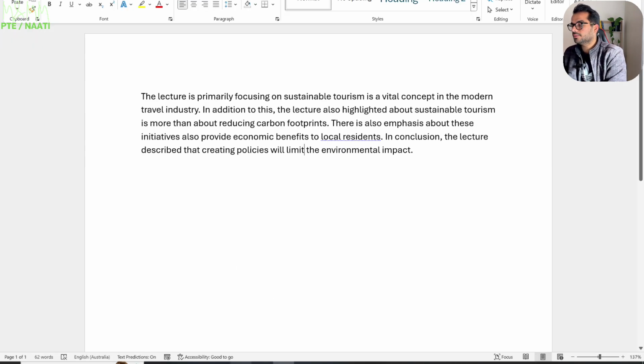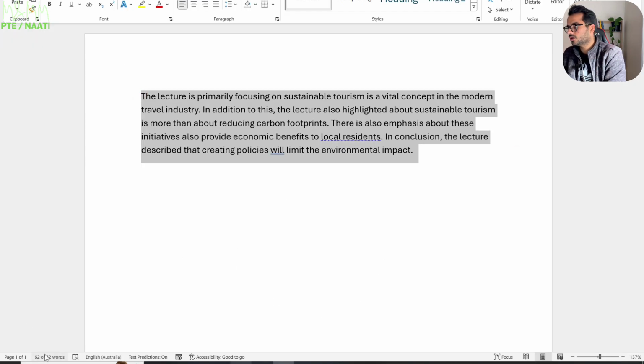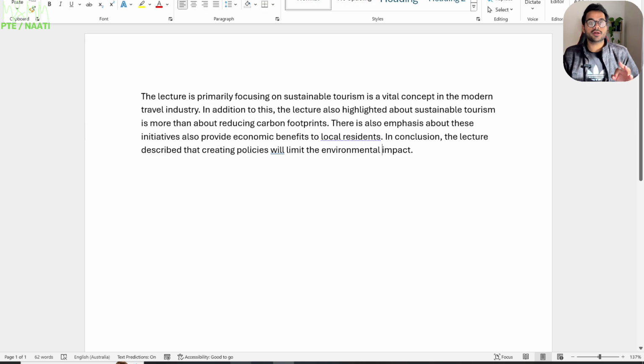So once I've written down my summary, I'll count how many words I have written. If you look at the bottom, I've got 62 words. And if you remember correctly, I did say we have to type between 60 to 69 words. So it does follow my word limit.